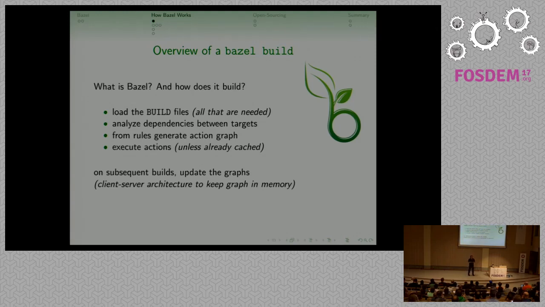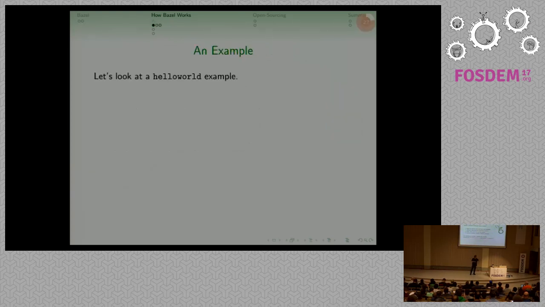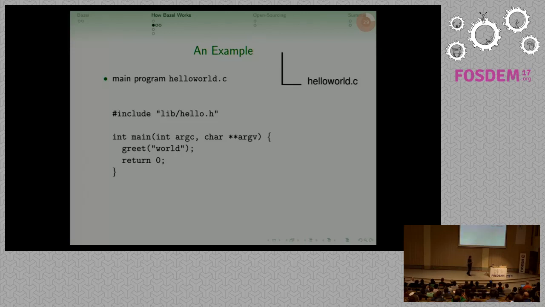And that's also how we can handle the whole dependency graph in memory and read everything without losing too much time on computing the build graph over and over again. Okay, but as I said, declarative style, how does it look? Let's look at a simple example.